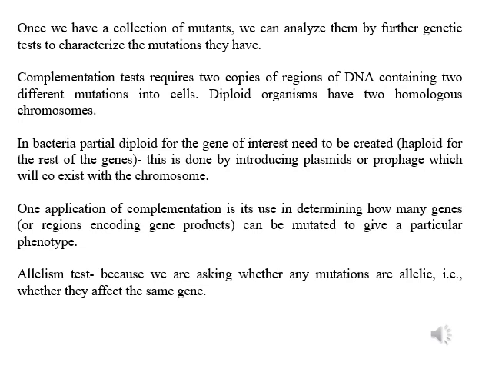So the complementation test requires two copies of a region of a gene containing two different mutations. One gene containing one particular mutation, the second gene containing another mutation. Only such organisms can be subject to a complementation test. So we need diploid organisms which have two homologous chromosomes. This can easily be done in eukaryotes because they are generally diploid organisms and they have two homologous chromosomes.